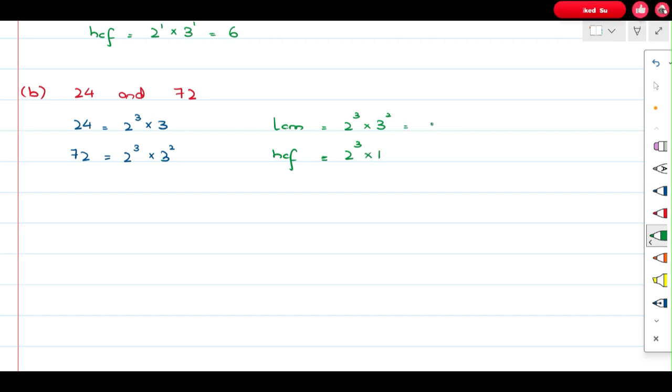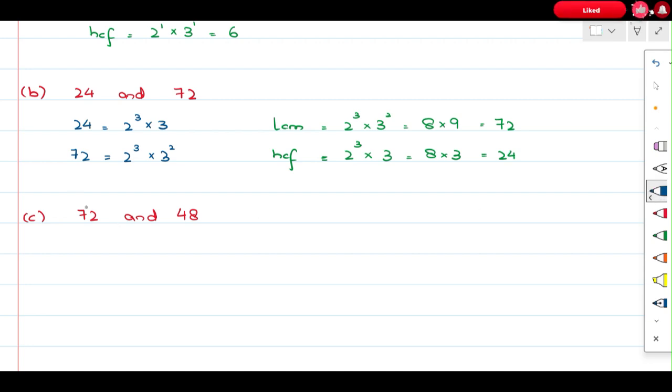So here 2 cube is 8, 3 square is 9, and 2 cube is 8. Sorry, this is just 3. 3 power 1 times 3. Okay. 8 times 9 is 72. 8 times 3 is 24. So we can say the LCM of these two numbers is 72 and the HCF of the two numbers is 24. All right. Let's do another example. Figure out the LCM and HCF of 72 and 48.